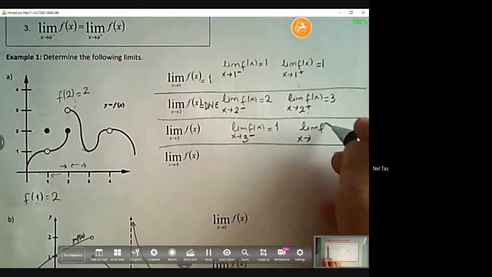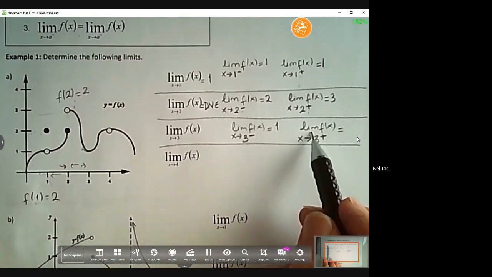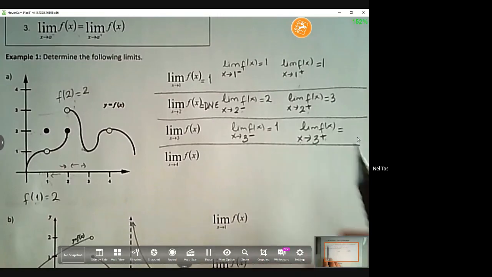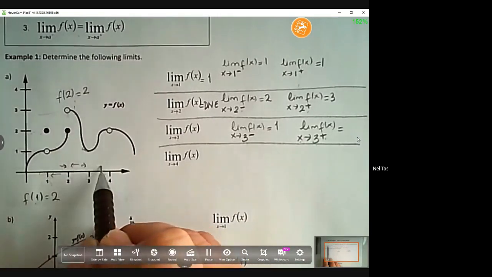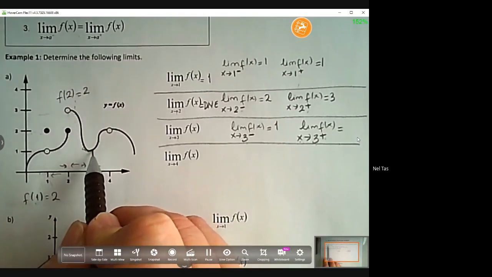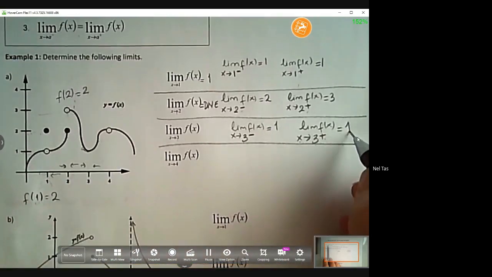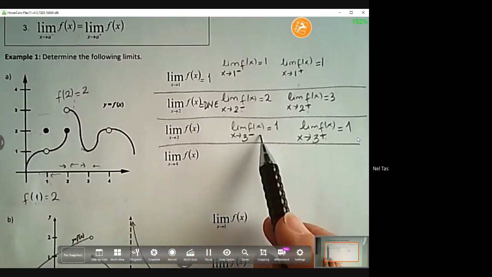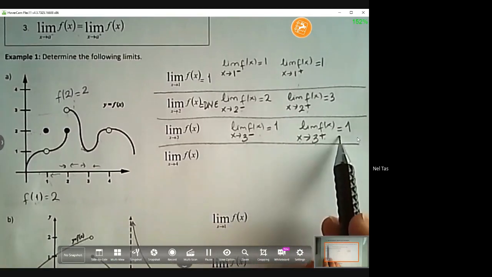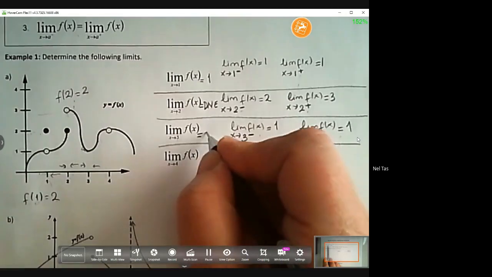So let's look at the right side limit. Okay, so x approaches 3 from right. Let's look at the y values. So maybe 1.2, 1.1, 1.01, 1.001. So it is 1. The limit is 1 from right. Since left side limit is same as the right side limit, then we say limit of f of x as x approaches 3 is 1.